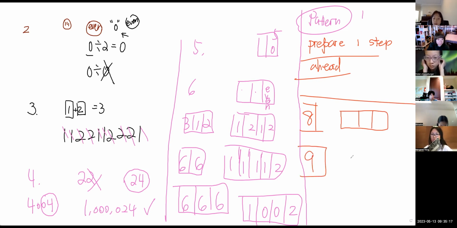And how about 9? Emma? Okay, Violet knows. Violet, can you tell me? Add up all the digits, divisible by 9. Okay, all the digits added up divisible by 9. How about 10? Cynthia. The last digit is 0. Very good. Okay, so how about 11?